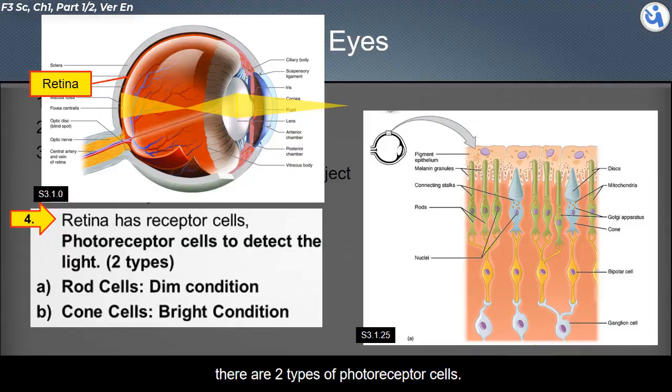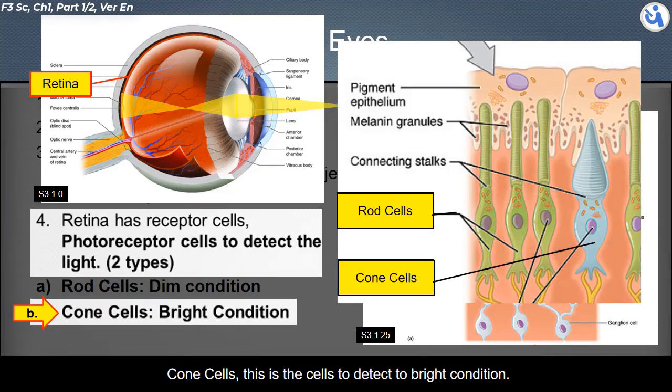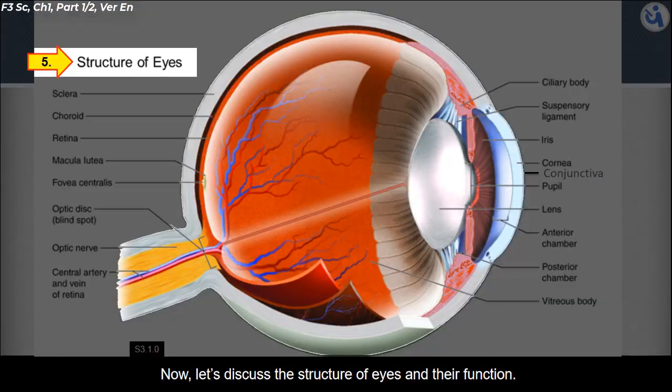There are 2 types of photoreceptor cells. Rod cells, these are the cells to detect dim conditions. Cone cells, these are the cells to detect bright conditions. Now, let's discuss the structure of eyes and their function.